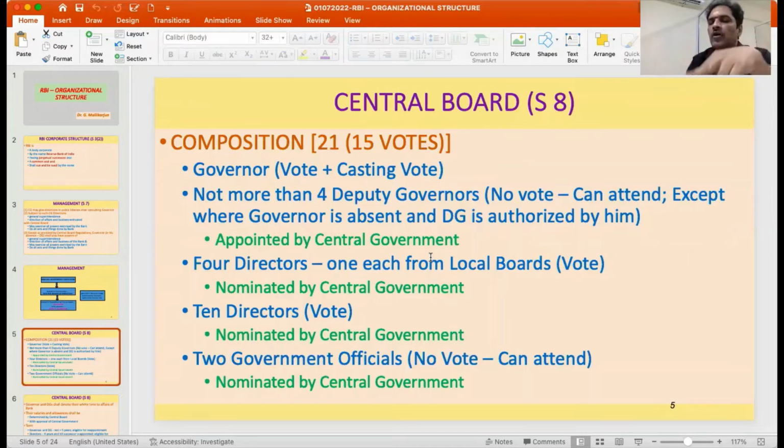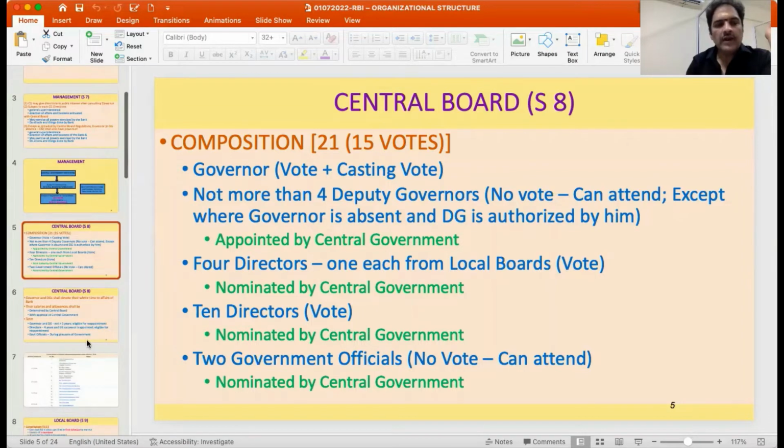These people cannot vote. They are like the deputy governors only. They cannot vote, they can attend the meeting. Generally, it is the Secretary, Ministry of Finance and the Secretary, Department of Banking Affairs who will be there as these nominated officials.